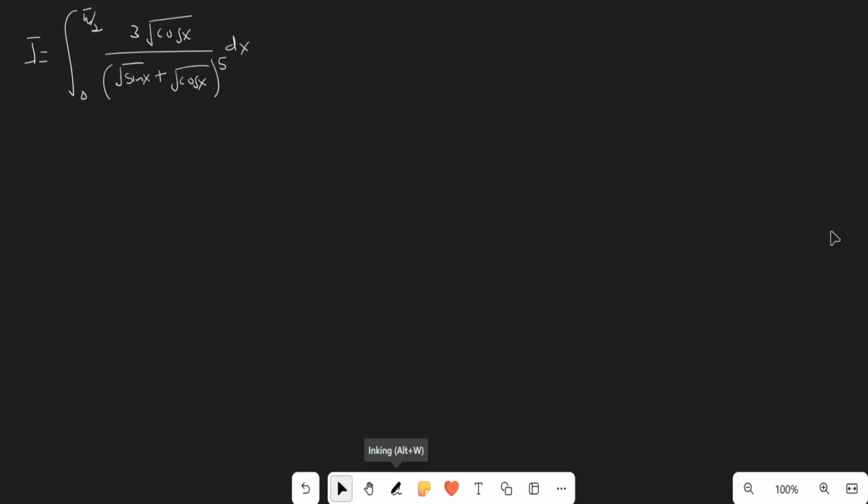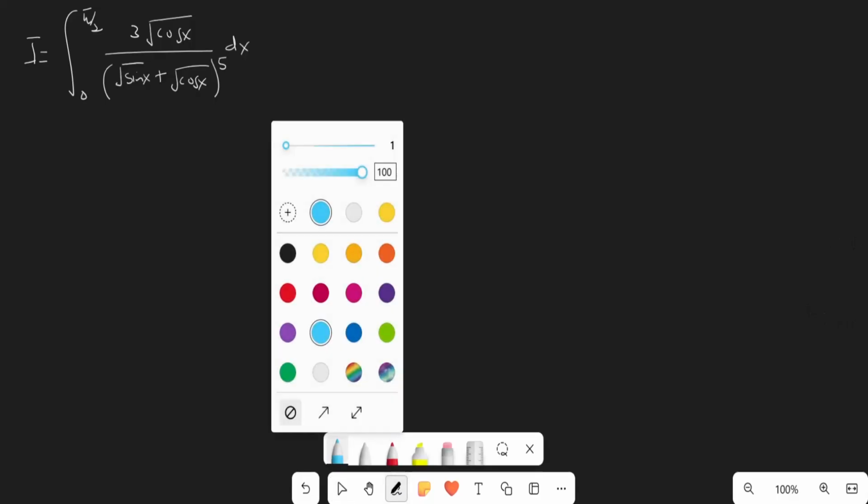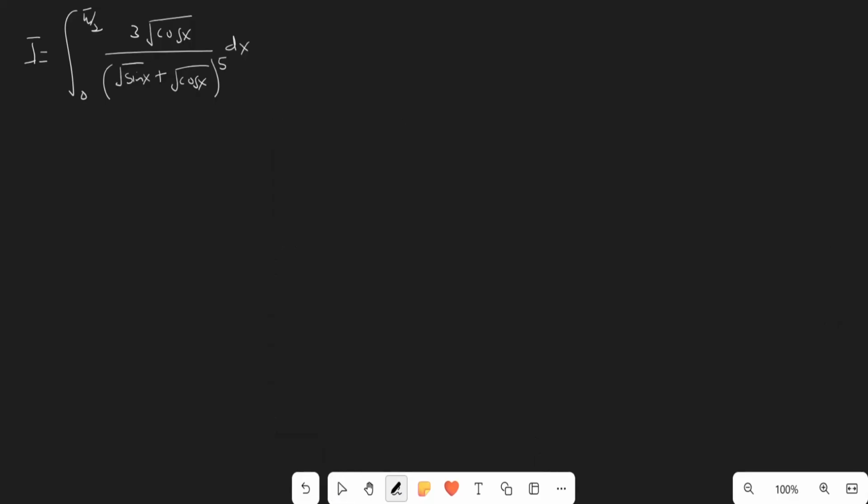So how do you solve this integral? I'm going to start off by dividing the numerator and the denominator of this integral, which is I, by a certain factor, which is from 0 to pi over 2 of 3 is a constant. I can bring that one out.